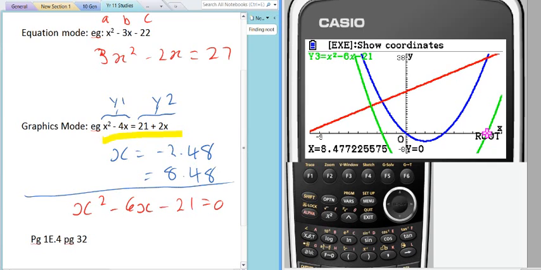That's fine. Alrighty, so can you go to page 32 and do the questions there? Page 32, exercise 1E. There's only 2 questions, but do them all.